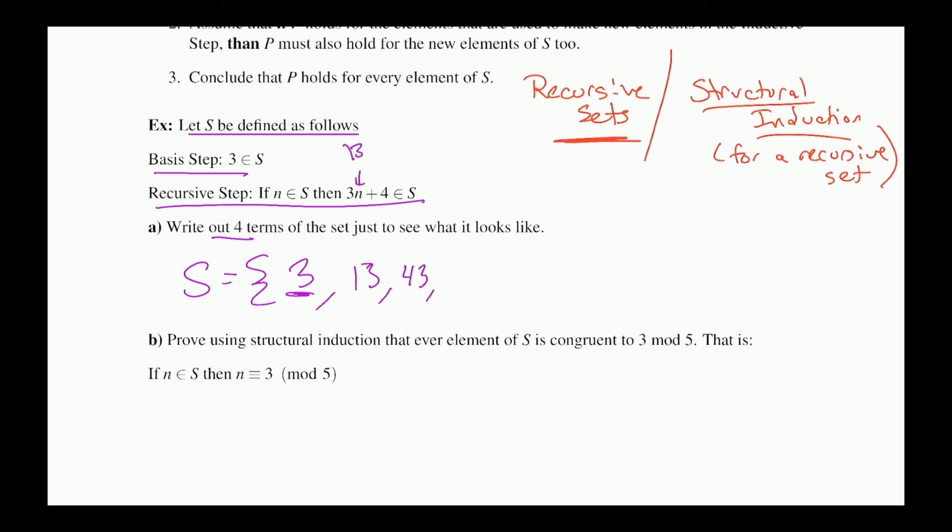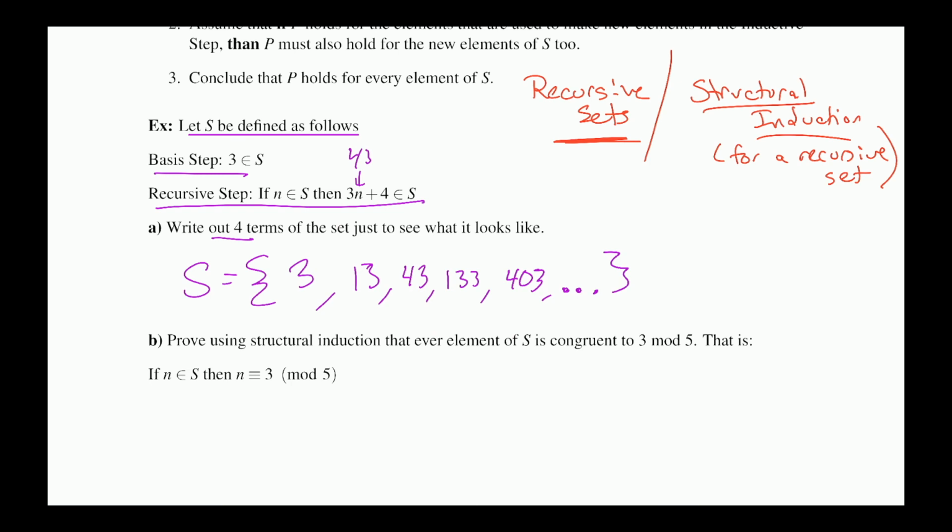Once you have 43, you're going to put a 43 in here for n. What's the next thing? 3 times 43 plus 4, 133. Okay, what's the next one? 133 times 3 plus 4, 403. Okay, dot, dot, dot. So this is the set S that we're talking about. Everything looks like that: 3, 13, 43, 133, 403. And we don't need to know a lot about it. I mean, you can see that they all end in the number 3. We can notice that.